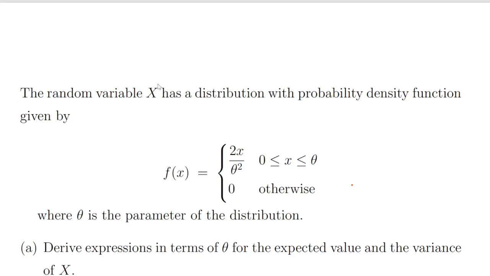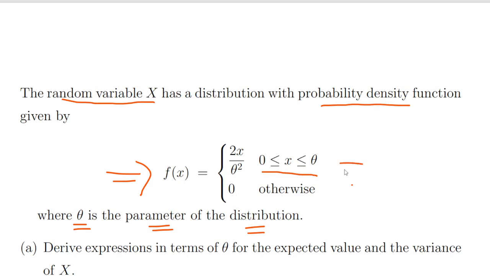Okay, in this presentation we are going to look at continuous random variables. Here we have a continuous random variable x, and it has the following probability density function given in terms of theta, which is the parameter of the distribution. So here we have it. f(x) equals 2x divided by theta squared, where x is between 0 and theta, and it is 0 otherwise. So this is the key part here.